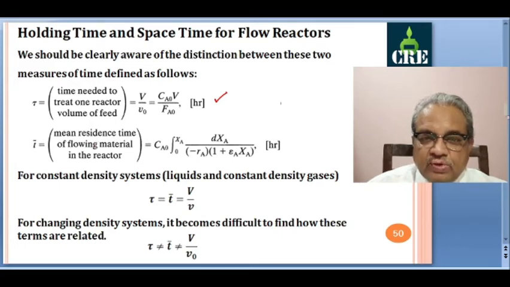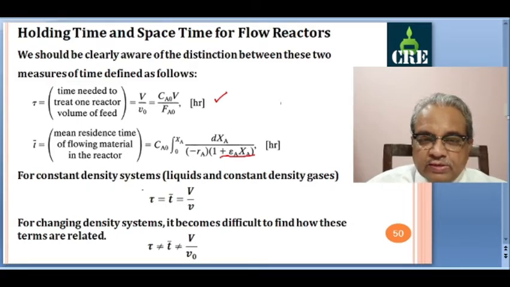So residence time need not be tau only for the complete system. T bar can be written as CA0 integral from 0 to xa of dxa by minus RA. So this is nothing but minus RA into V when we write, and V is equal to V0 into 1 plus epsilon A, and V0 taken out. So this Na0 by V0 becomes CA0. So this additional term is there when we talk about mean residence time.